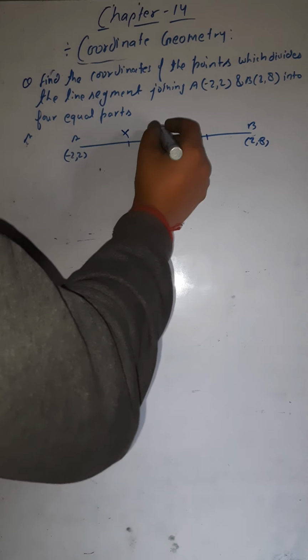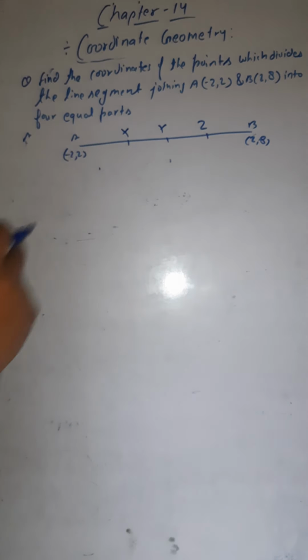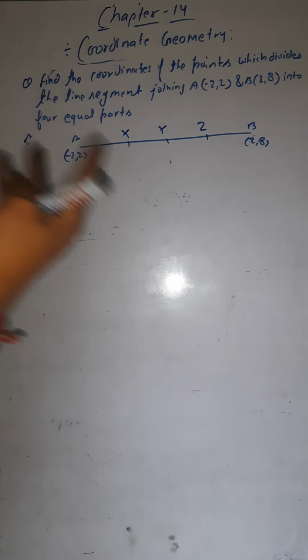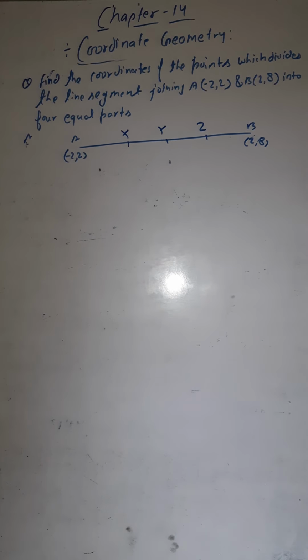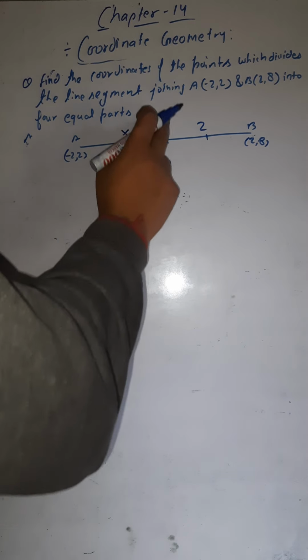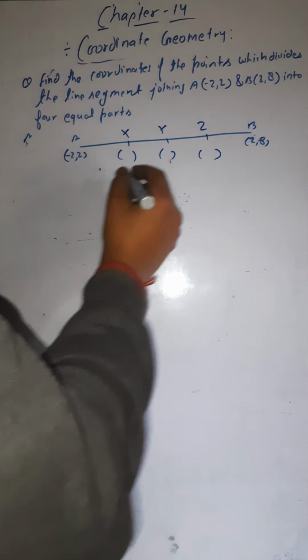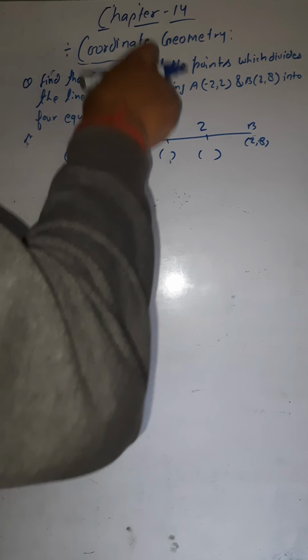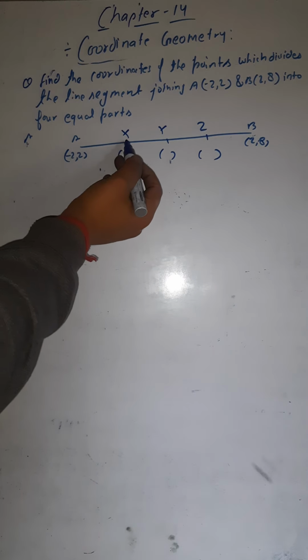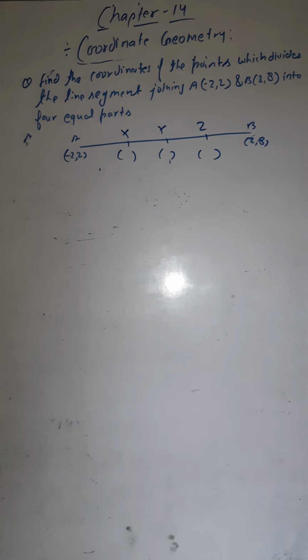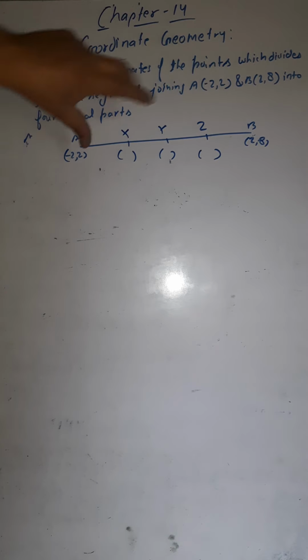Let's say this is the point X, this is the point Y, and this is the point Z. These 3 points divide this line segment into 4 equal parts. Now you have to find the coordinates of X, Y and Z. All the time we are going to use the section formula. For X, m1 is 1 and m2 is 3. Look, this is m1 and this much is m2 for X. So m1 is 1, m2 is 3.